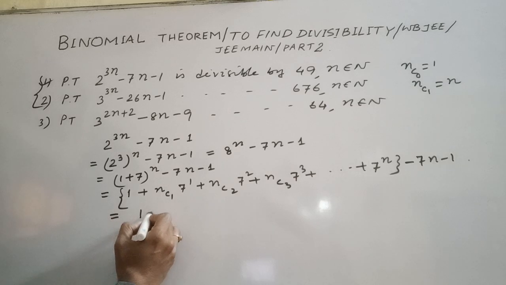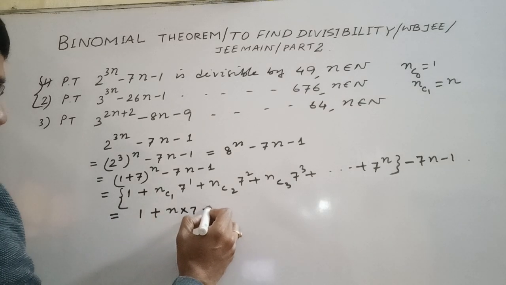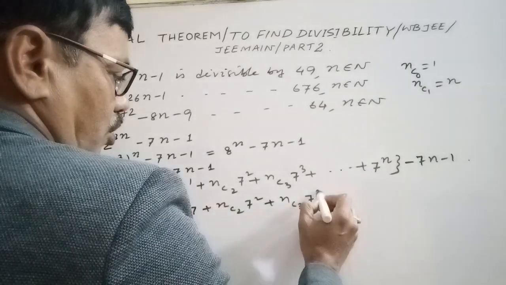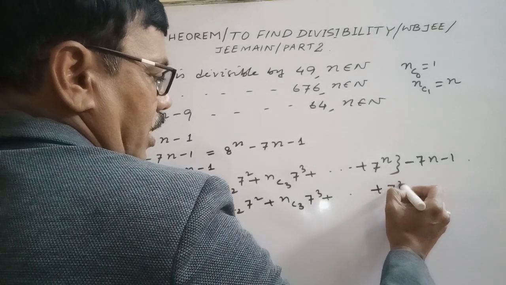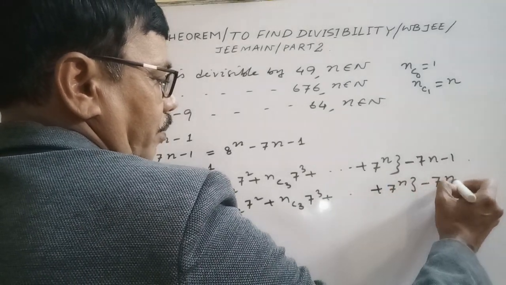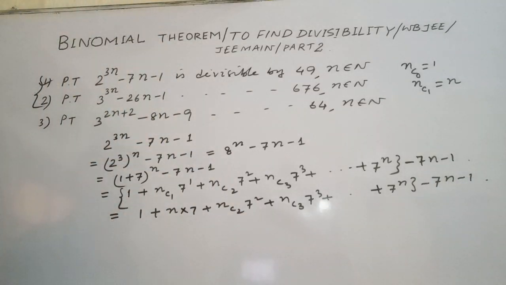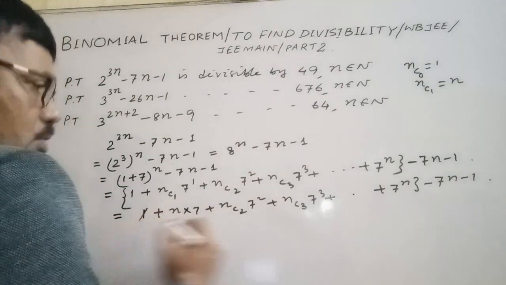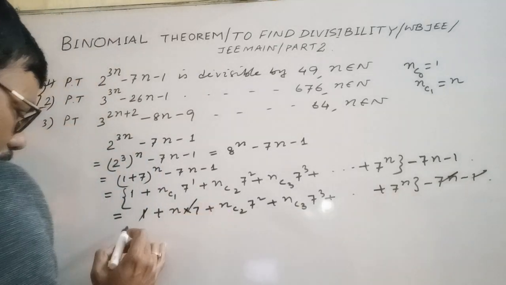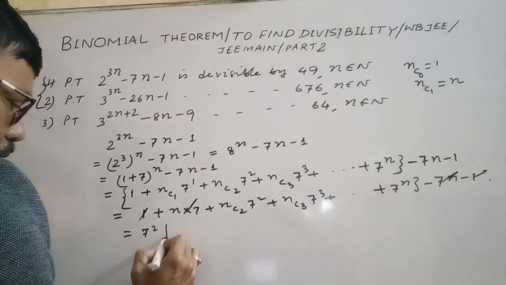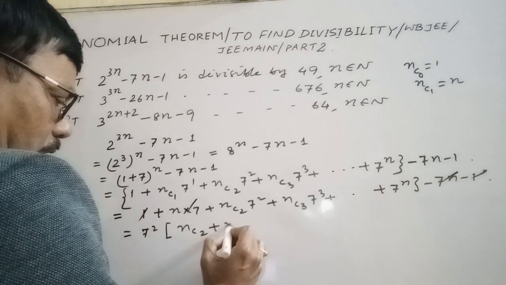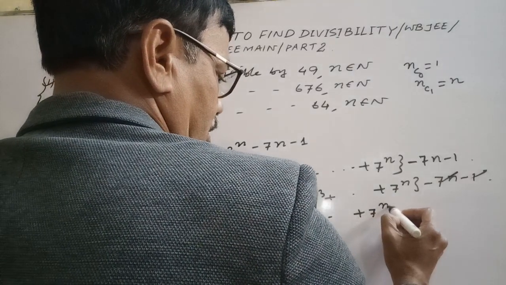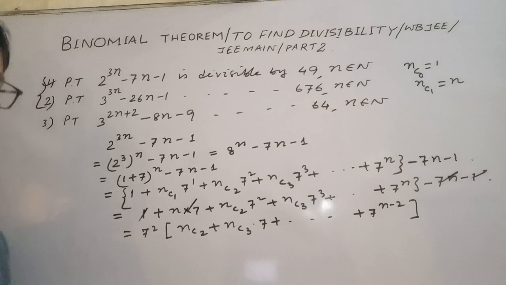So, if we expand it, 1 plus n into 7, nC2 7 square, nC3 7 cube, up to 7 to the power n, minus 7n minus 1. We are writing only nC1 equals n. Now 7n, 1 is cancelled, 7n, 7n is cancelled. So 7 square common, nC2, nC3 into 7, and lastly 7 to the power n minus 2.